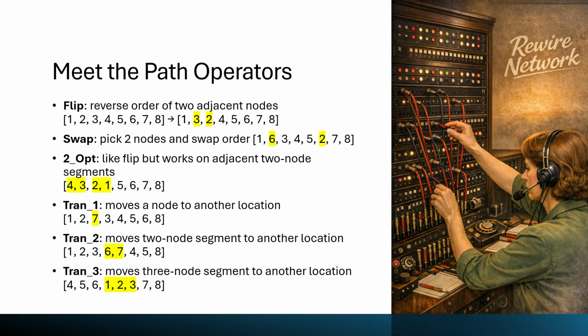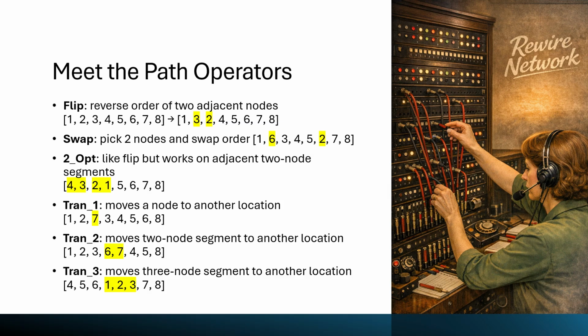Making tweaks or changes to the current candidate is a critical part of the algorithm. For traveling salesman, we can think about many operators that can do this. Think about a switchboard where we have this network, and in the old days an operator would sit there and change the network to make a phone call go through. That's what we want to do here. We want to change this network slightly, and there are different operators that can do this.